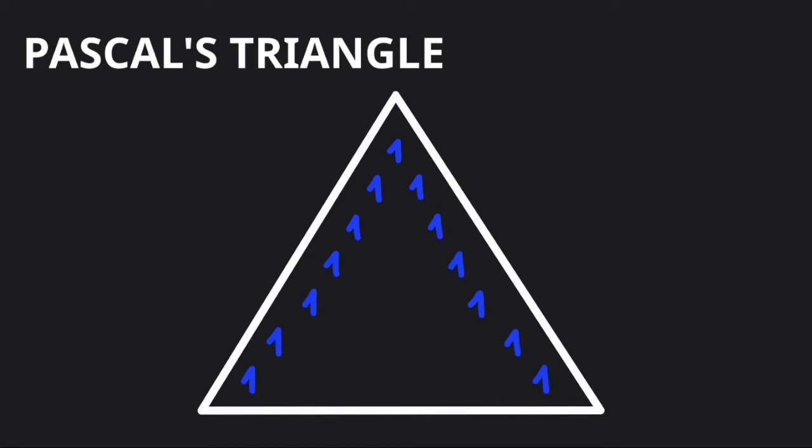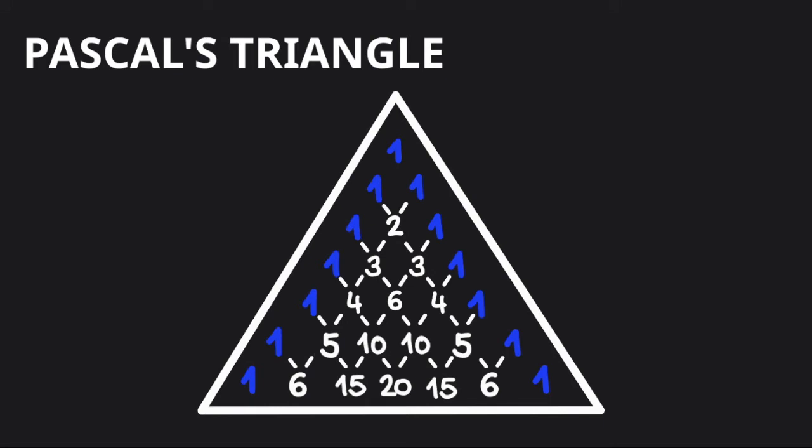The border of the triangle is made up of 1s. Then you take the two numbers on the top and add them together to get the next number. So 1 plus 1 is 2. Then you do the same: 1 plus 2 and 2 plus 1, which are both 3. And then 1 plus 3, 3 plus 3, and 3 plus 1, which makes 4, 6, 4, and so on.